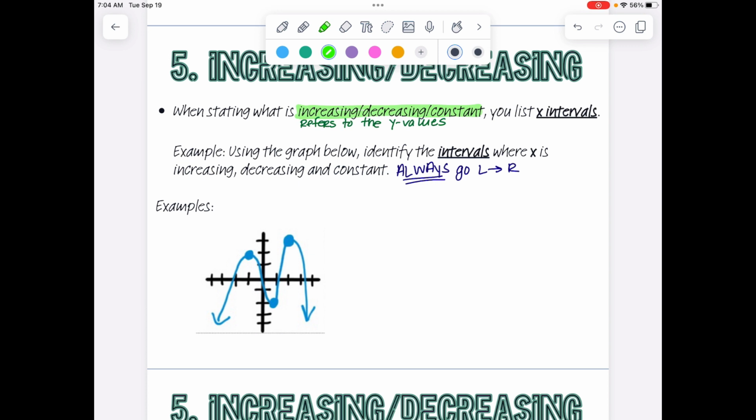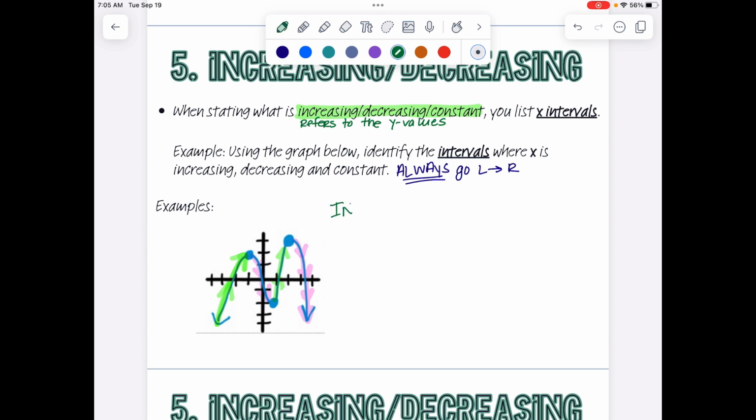Okay, so let's talk about it. Going from left to right, my graph increases. It goes up. Hopefully you can see that from left to right. Then it hits a maximum, and then it starts to go down. And then it hits a minimum, and it starts to go up again, and then it hits another peak. Think about a roller coaster. It hits another maximum, and then it goes down again.